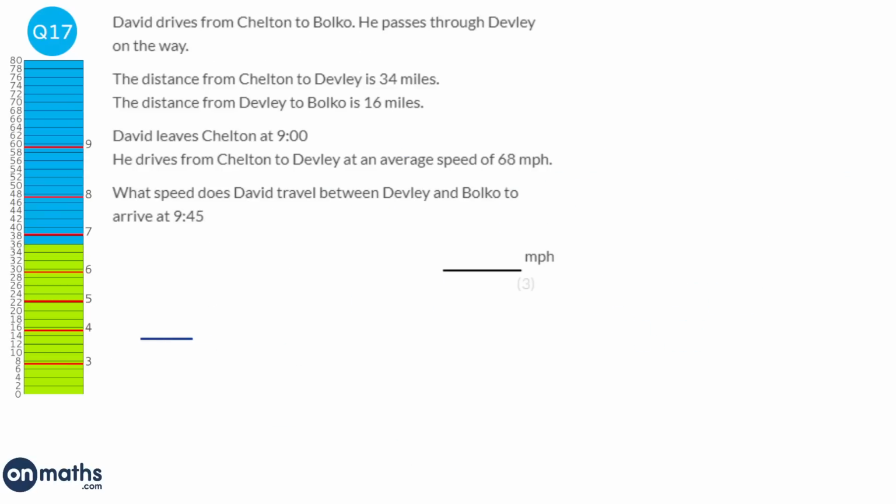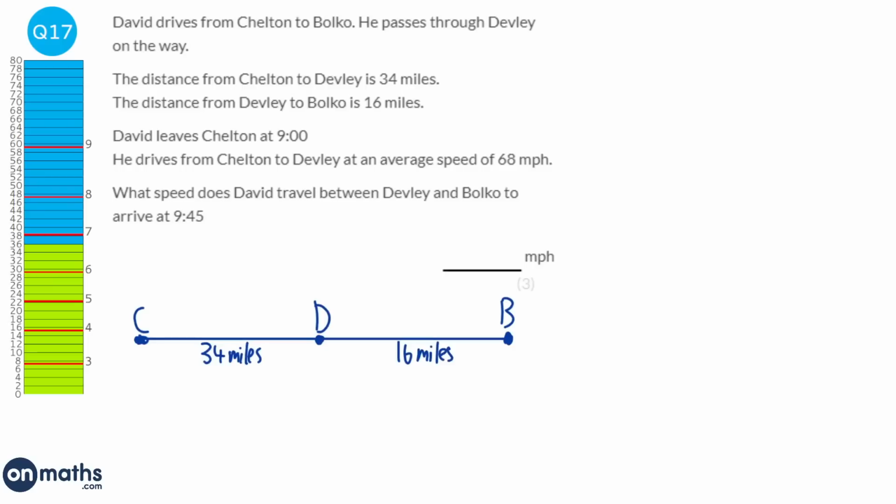There's an awful lot going on in this question. Whenever there's an awful lot going on, it's always best to draw a diagram. So we're going to start off at Chilton, which is a C. Then we go to Bolko, that's where we're going, and we go through Devley on the way, so we'll do D there. Distance from Chilton to Devley is 34 miles. Distance from Devley to Bolko is 16 miles. So I'm just reading through the question, adding it to my diagram.